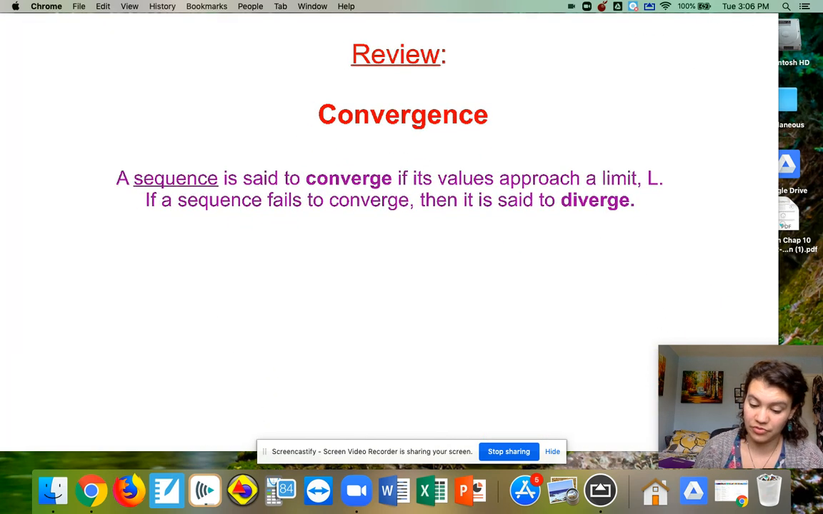Review from before: when a sequence converges, it approaches one limit, one number. If it doesn't do that, it diverges.